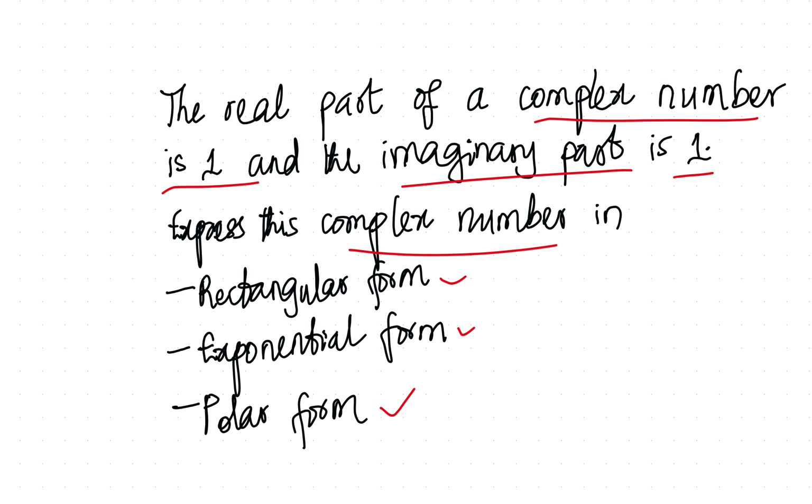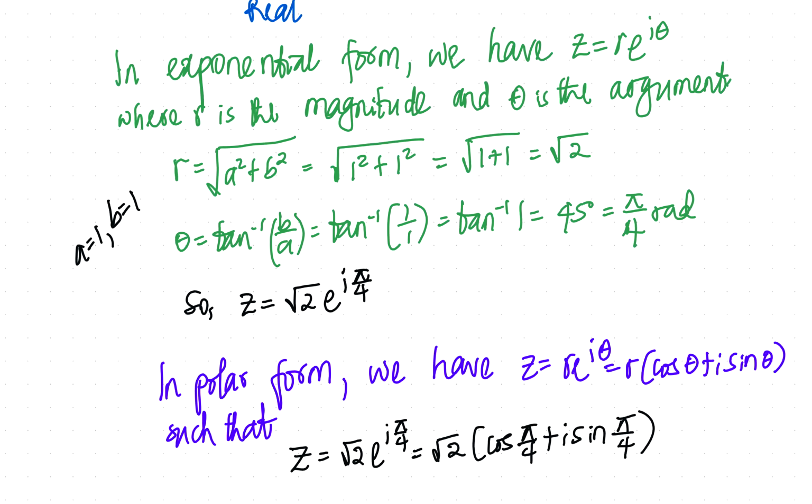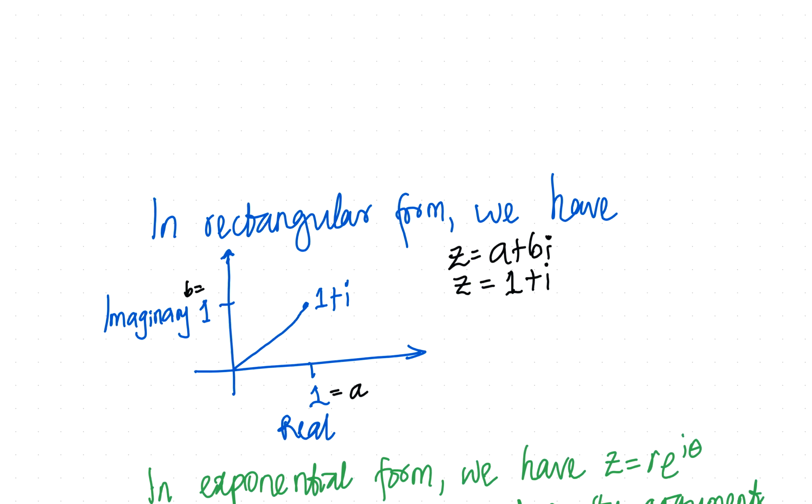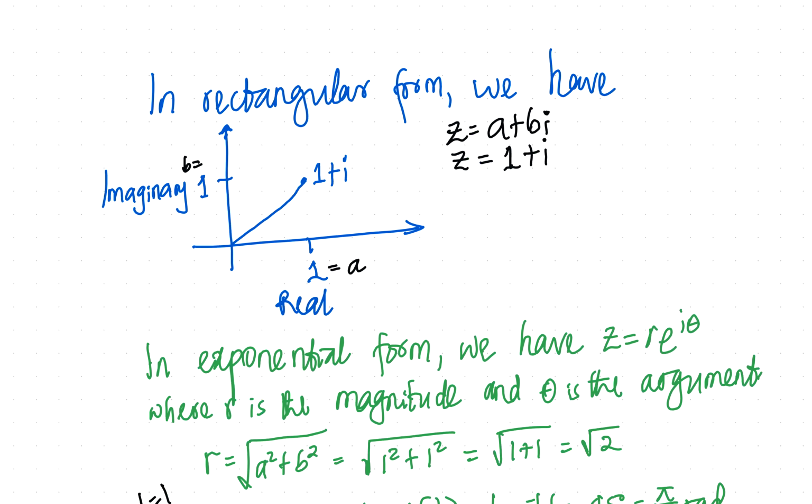The question again: the real part of a complex number is 1, and the imaginary part is also 1. Express this complex number in rectangular form, exponential form, and polar form. Okay, now in rectangular form, we are told that the real part is 1, that A is 1 and B is also 1. So that's something like 1 plus 1i.